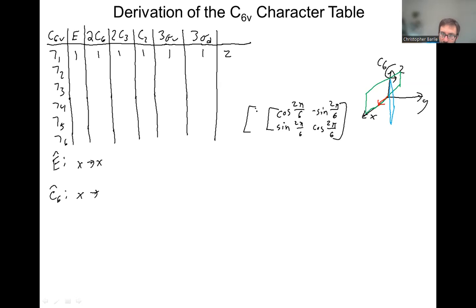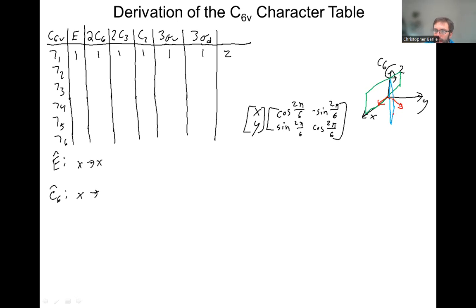So basically what this tells you is that xy is going to transform like this, okay? So x is going to go to cosine 2 pi over 6 times x minus sine 2 pi over 6 times y, and y is going to go to sine 2 pi over 6 times x plus cosine 2 pi over 6 times y. And so this x vector is going to be rotated 60 degrees, and it's going to be somewhere like this, right?